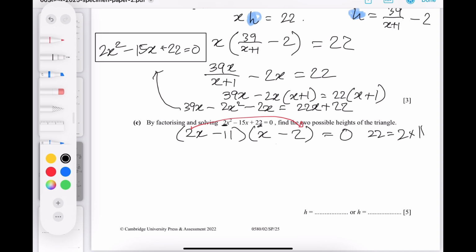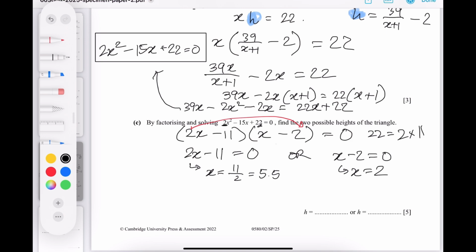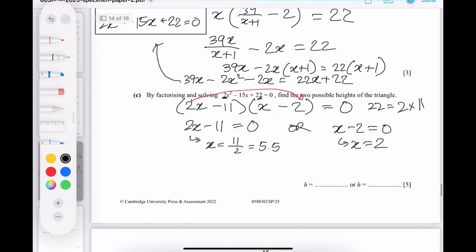So hence, one of these brackets must be equal to 0 in order for the product to be equal to 0. So therefore, 2x minus 1 equals to 0, or x minus 2 is equal to 0. In this case, x is equal to 11 by 2, or x is equal to 5.5, and in this case, x is equal to 2.